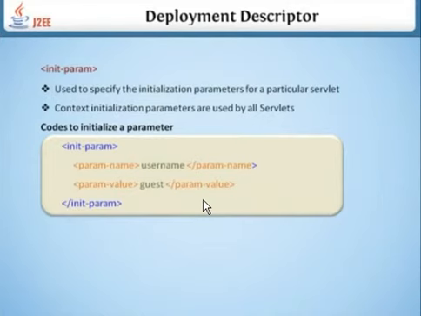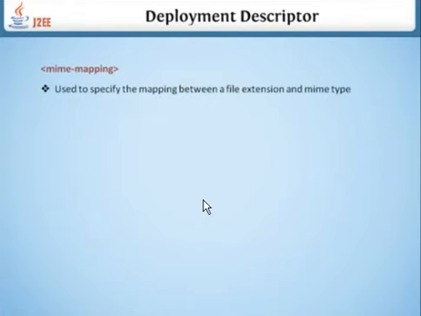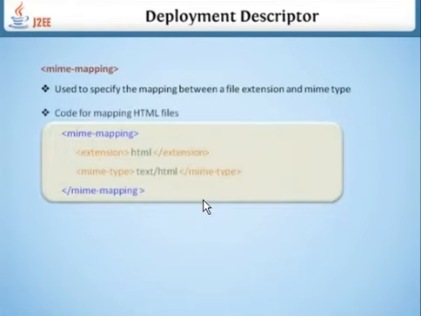Param tags are used. And mime-mapping is used to specify the mapping between a file extension and MIME type. This is the HTML file mapping: extension and MIME type, text or HTML.